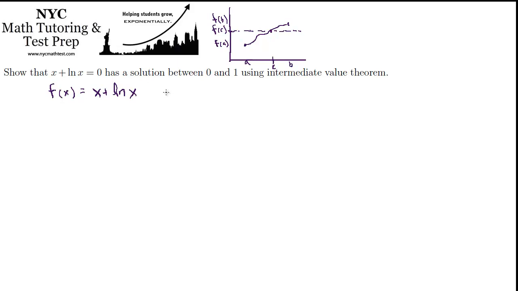But let's realize that this function is continuous on the interval of x is for all positive values of x, right? So the natural log is not defined at 0, and it's not defined for negative numbers. You can't take the natural log of a negative number, so it's only defined for positive values of x.